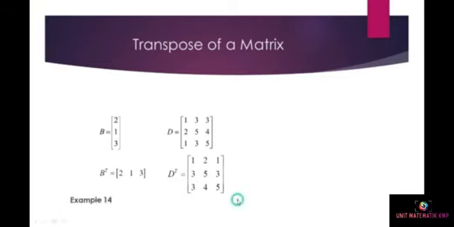Example 14. Let B equal a column matrix. So B transpose becomes a row matrix. And matrix D, a 3 by 3 matrix. So for D transpose, the first row becomes the first column. The second row becomes the second column. The third row becomes the third column.